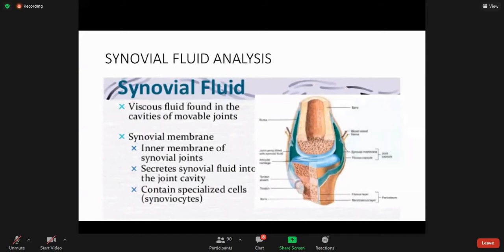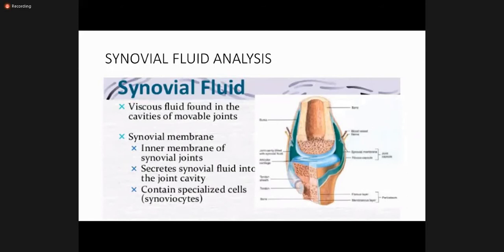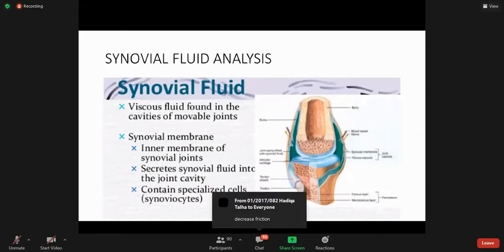synoviocytes. So what is the normal function of the synovial fluid? What is the significance of the synovial fluid in the movable joint? Yes, Jagjo. My question is, why synovial fluid? What is the function of synovial fluid in the joints? Normally, it provides lubrication, it decreases friction. Yes, very good.